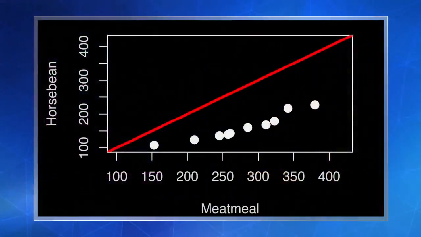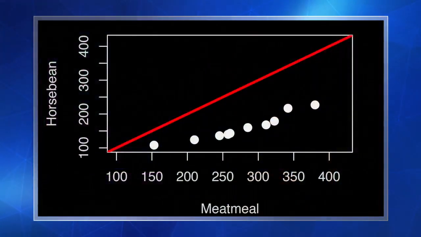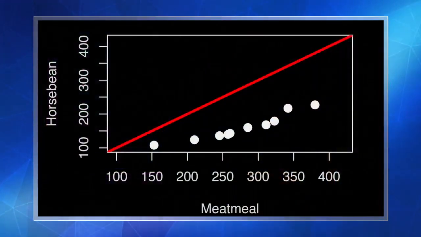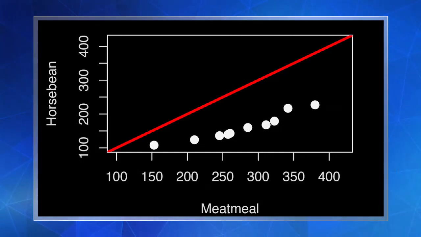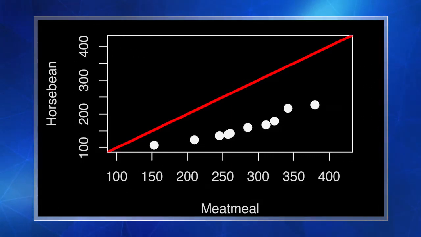This is the line where y equals x. But if feed did have an effect, well, we would expect our points to be shifted either above or below the y equals x line. Notice in our example, all of our points fall below the red line, right? So they're being pulled by the larger values in meat meal.